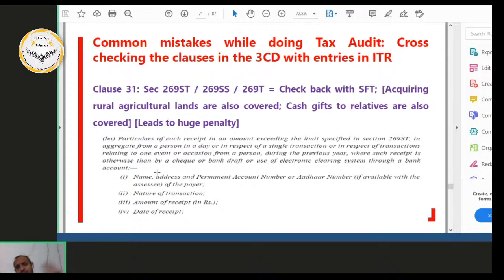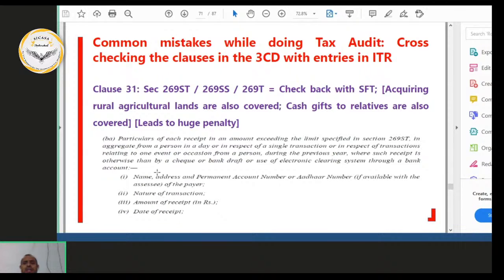Some people argue that, sir, I purchased agricultural land in a rural area and I gave 20 lakhs in cash. The rural agricultural land is not a capital asset. That's why it is not covered. See, it may be exempt under capital gains, there is no second thought about it. But there is a violation of 269ST.